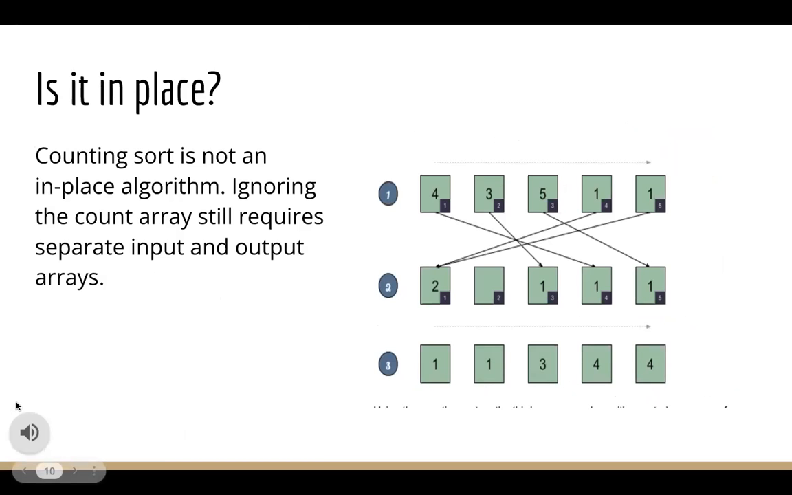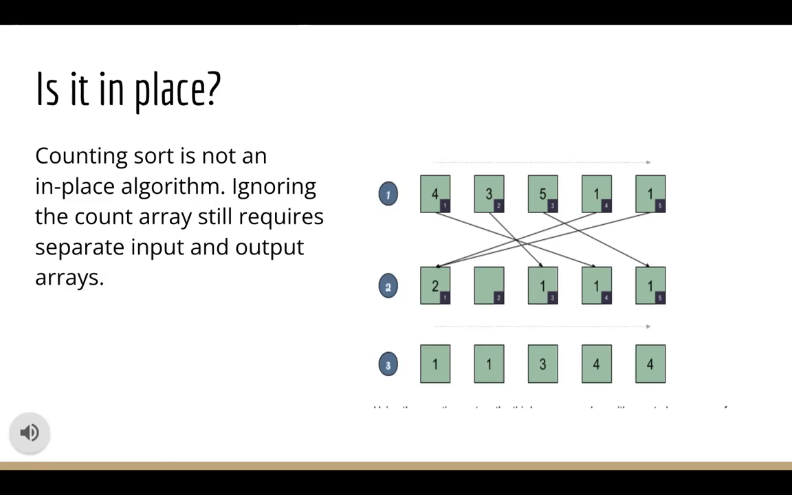Counting sort is not an in-place algorithm. Ignoring the count array, it still requires separate input and output arrays. In computer science, an in-place algorithm is an algorithm which transforms input using a data structure with a small, constant amount of extra storage space. The input is usually overwritten by the output as the algorithm executes.